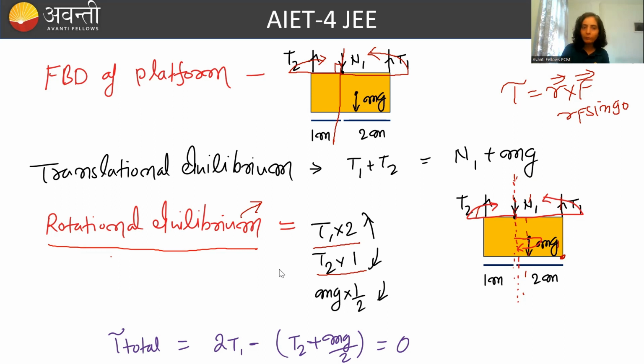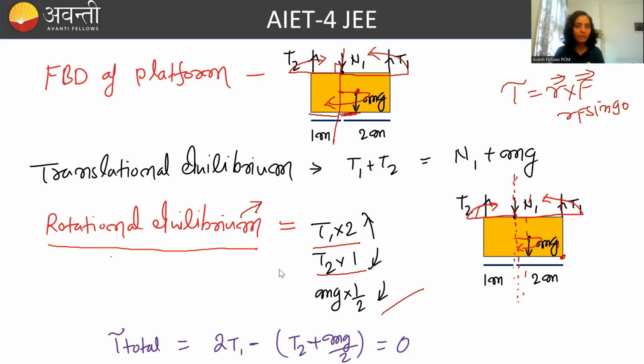And the torque because of mg will be in which direction? R cross mg. This is clockwise. How much is this distance? This is half. How is it half? Because this is the center of the platform. The total length of the platform is 3, so the center will be at 1.5 meters from any corner. And if this is 1, then this distance must be 0.5. So this is the torque.